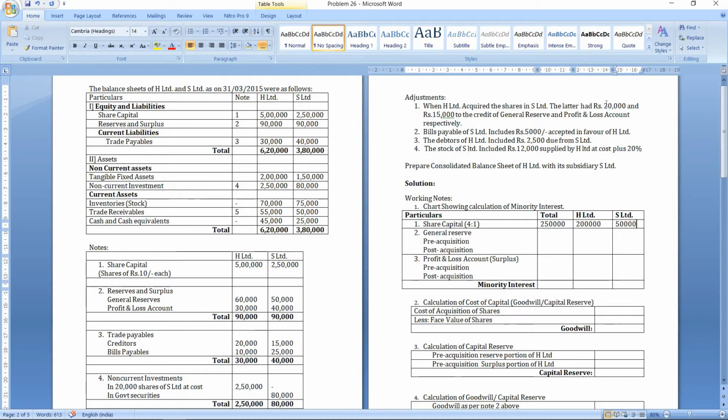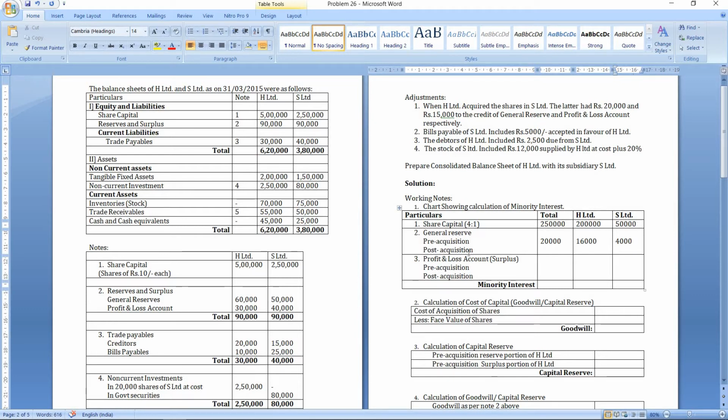When the shares were acquired, the general reserve was 20,000 and the profit and loss account had a balance of 15,000. So this is your pre-acquisition reserve and profit. What is our pre-acquisition reserve? It is 20,000. We take it here, and it will be divided between the holding company and the remaining shareholders. 20,000 into 4 divided by 5 is 16,000, and for the remaining shareholders, 20,000 into 1 divided by 5 is 4,000.